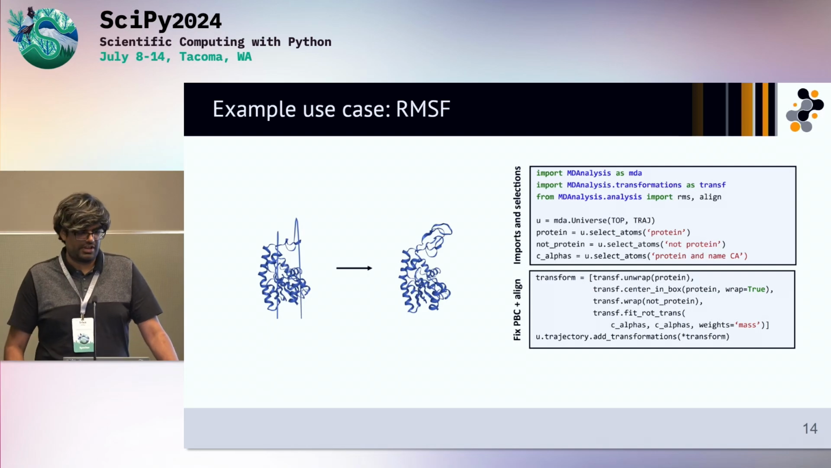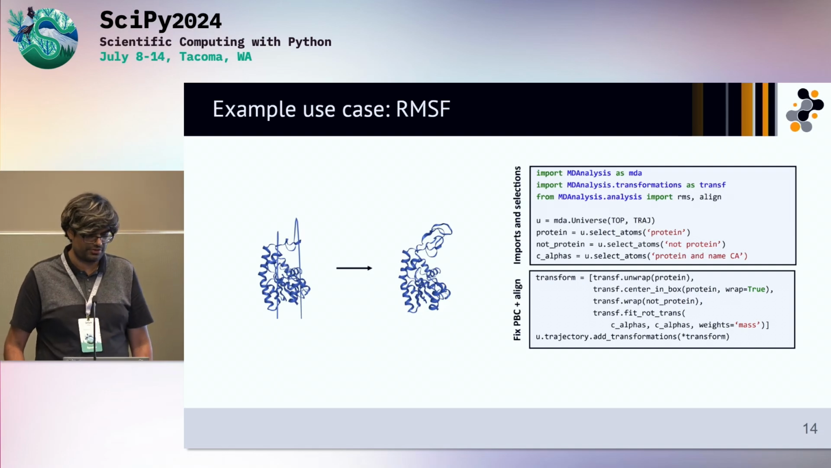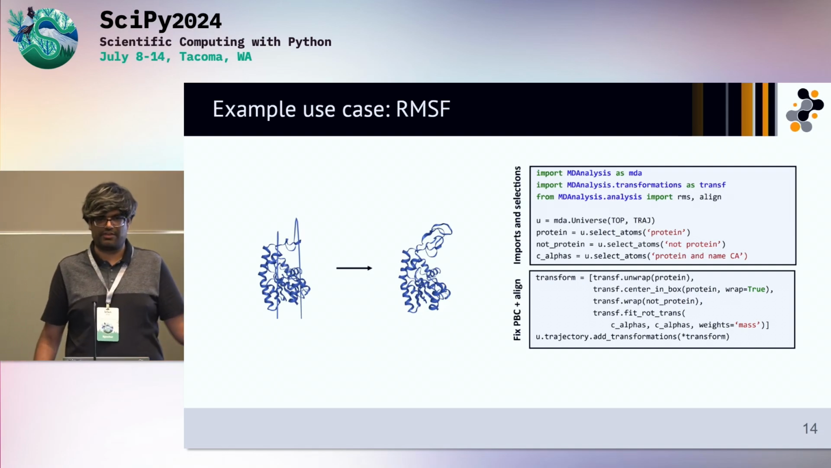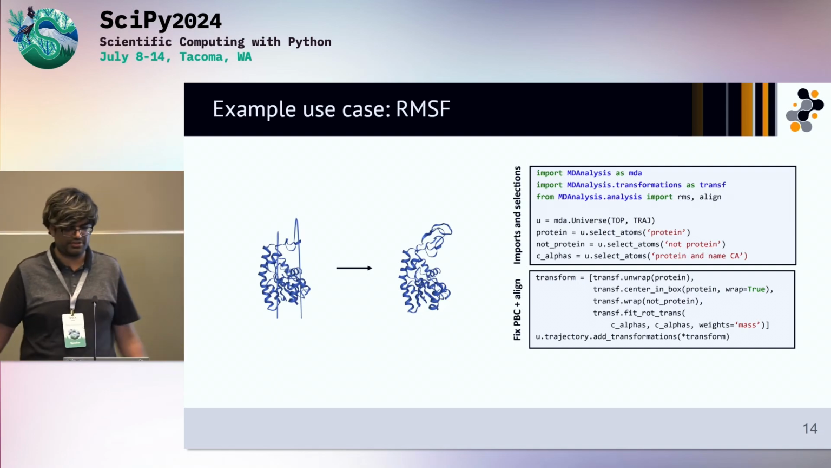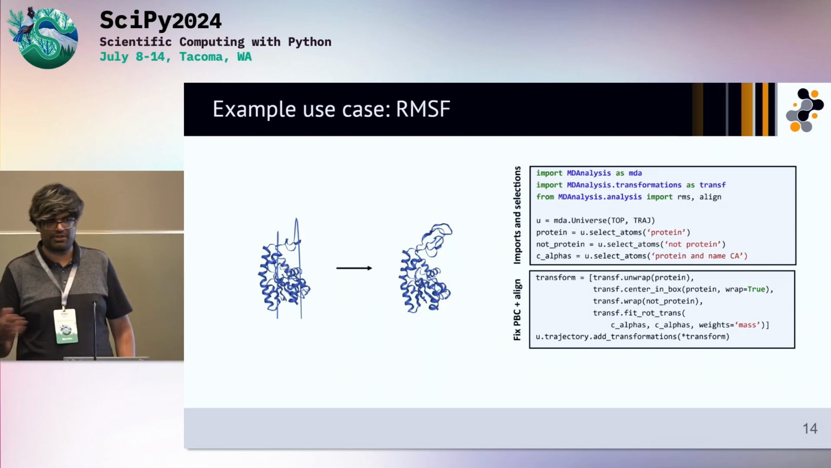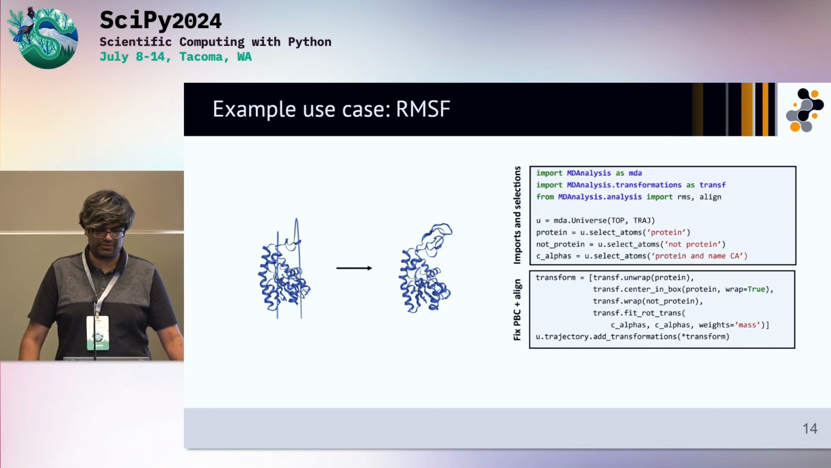So how does this look in practice? So I'll start with a really simple use case, which is RMSF. This is root mean square fluctuation. So the idea is that we have a protein that we've done a simulation of. We want to see how it fluctuates within the length of the trajectory.